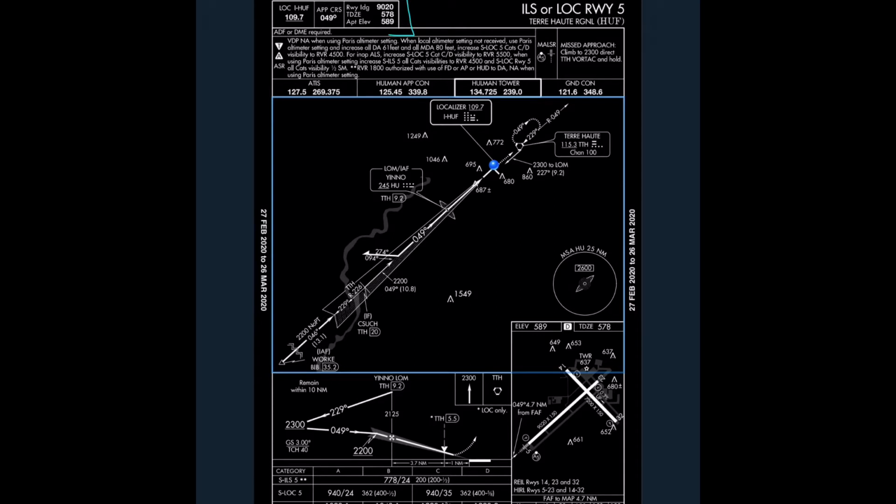Touchdown zone elevation is 578, and airport elevation, obviously, as we know already, is 589. And we'll talk about why we have the touchdown zone elevation here in a moment, why that's important.